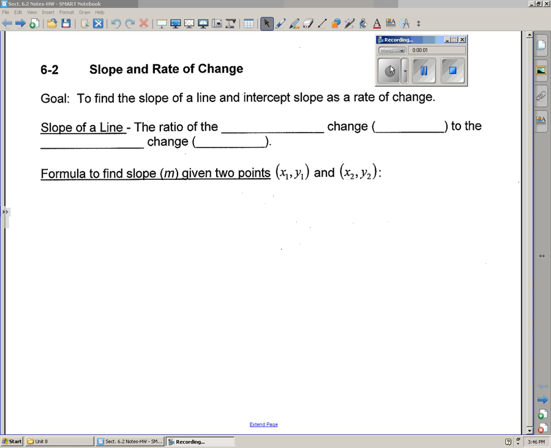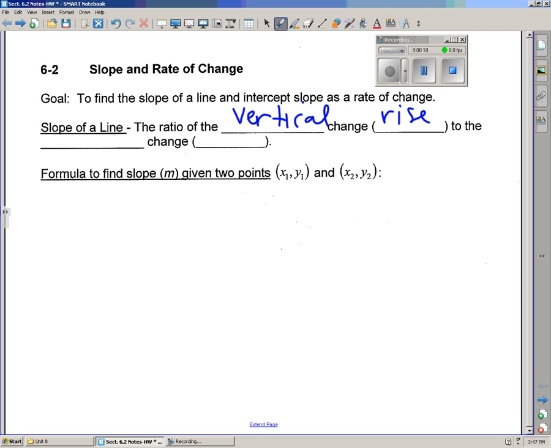So for today's lesson, what we're going to do is talk about how slope and rate of change are the same. So the slope of a line is the ratio, it's a fraction. You know rise over run already, but the rise happens to be the vertical change, right? Because vertical change means you go up and down. That's your rise. And then your horizontal change, that's your run. And that's what the rise over the run comes from.